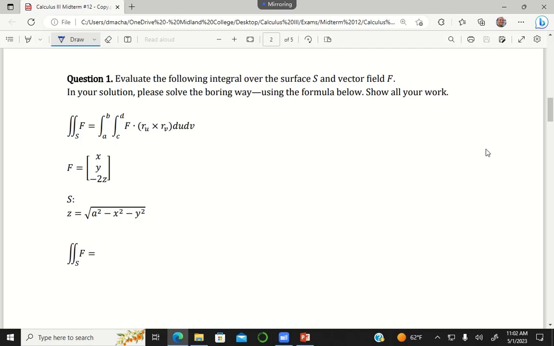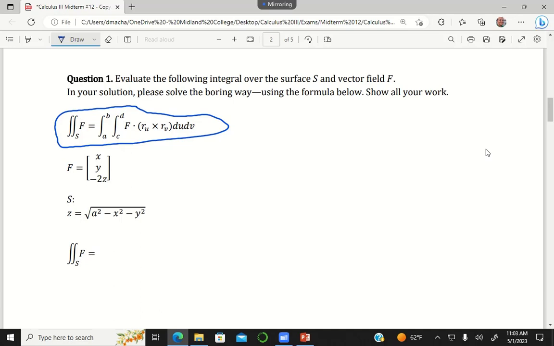This is our formula for evaluating surface integrals over vector fields, where we treat the surface S like a parametric surface, and then just take the cross product of the tangent vectors to get a normal vector for your parametric surface, and then you do the dot product between the vector field and the normal vector. It's a double integral because your surface is a two-dimensional object. And of course we integrate over the parameters.